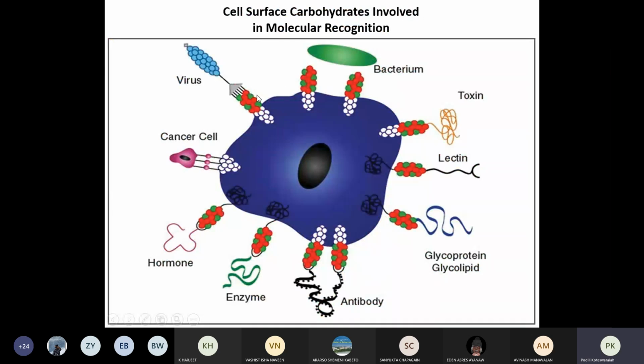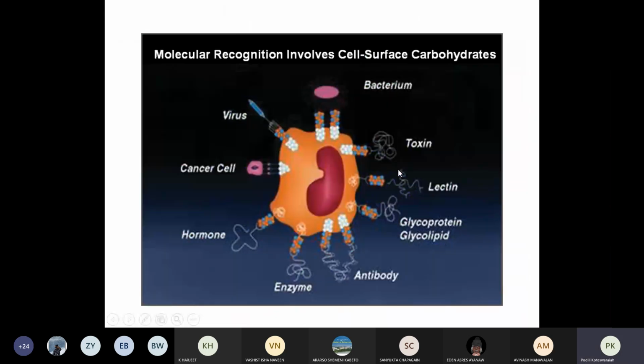You can see here that the carbohydrates present on the surface of the cell membrane are involved in various molecular recognition processes, such as the interaction of a virus with the host cell or of a hormone with the cell, and many more. All these are because of the glycan chains present on the cell surface.